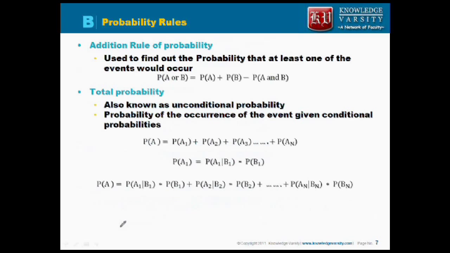Now let us consider the addition rule of probability, which is also like the OR rule. In the next example we'll consider the addition rule, total probability, and also another rule which is called Bayes theorem. So let's try to cover that. We'll go through the same example.